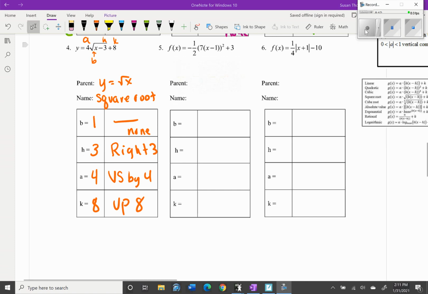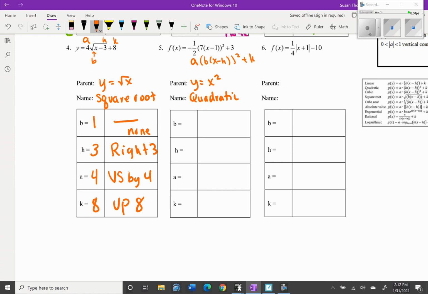So looking at the next one, we notice we have that square there, which tells me this is going to be a quadratic equation, y equals x squared. So we have the general equation. You can use your little cheat sheet, or I would just get in the habit of writing it out, if it helps you. So this would be a times b times x minus h squared plus k. So that means my b value is 7, my h is 1, a is -1/2, and k is 3.